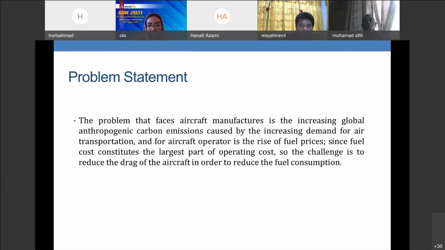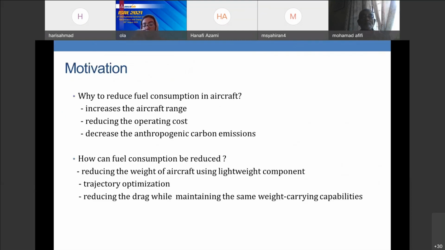The problem statement of our research is: the problem that faces aircraft manufacturers is the increasing global carbon emission caused by the increasing demand for air transportation, and for air operators it is the rise of fuel prices, since fuel costs constitute the largest part of the operating cost. So the challenge is to reduce the drag of the aircraft in order to reduce the fuel consumption.